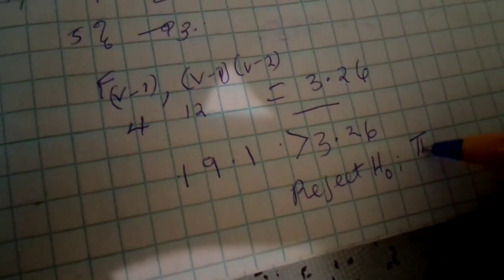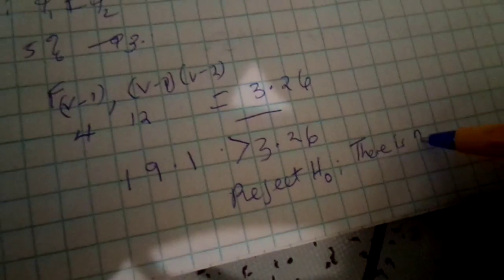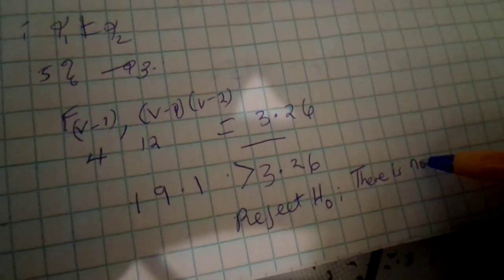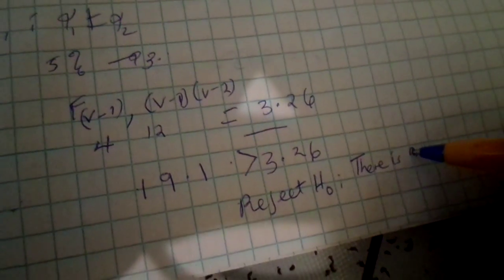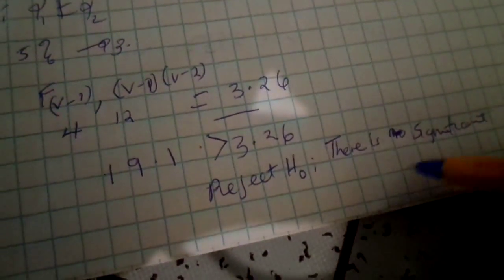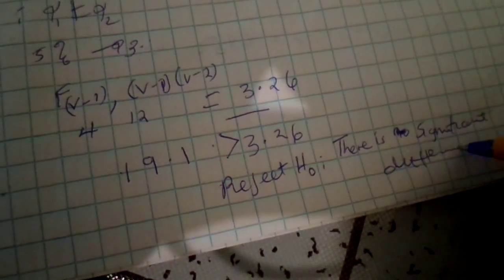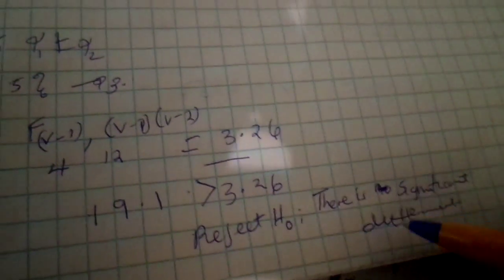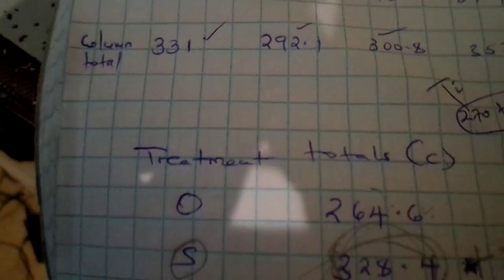And the conclusion here will be what? There is significant difference, because the treatment observations are different. It means there is a significant difference in these observations. So that is how we go about calculating the Latin square design and analyzing the data. Thank you.